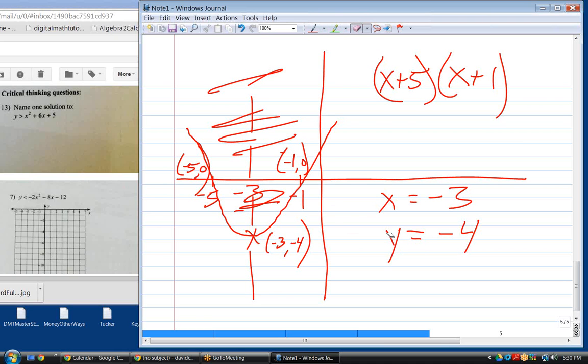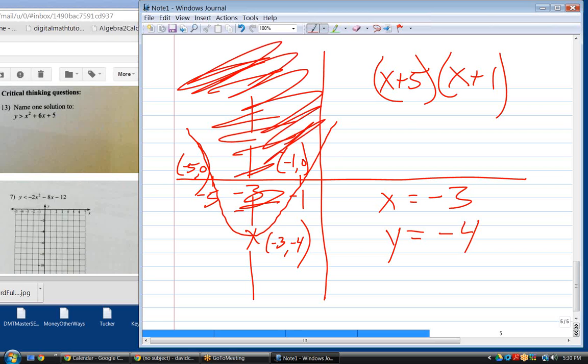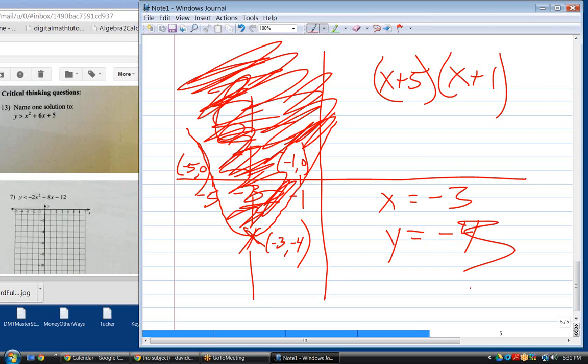Now hold on. When they say name one solution, I need a point that's in this area, and I need both coordinates on it. The point you gave me right there is on the line. It's not greater than the line. So how about we go up 1 to minus 3 instead of minus 4? So that's right there. That's in that area. That is one solution. The vertex is not a solution.